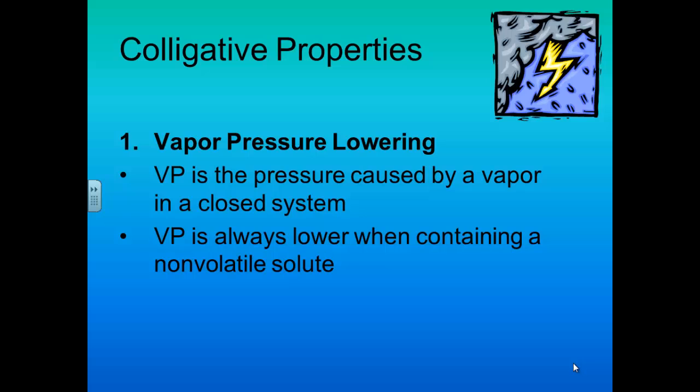Vapor pressure is always lower when containing a non-volatile solute. Volatile means that it evaporates, so non-volatile would be something that doesn't evaporate. So if you have a solution containing a solute that won't evaporate, something as simple as salt water, salt does not evaporate, the vapor pressure of that solution would be lower than the vapor pressure of the pure substance. Non-volatile means that it does not vaporize or it does not evaporate.